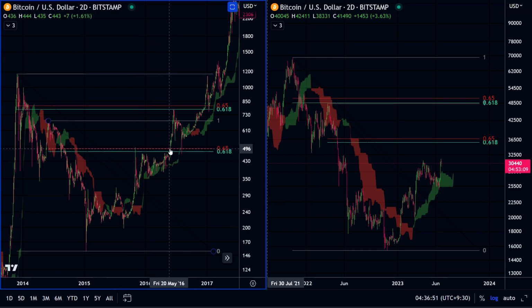Then we can see we broke above it. We came to that next golden pocket, which is the overall retracement. We got resistance from that golden pocket, pulled back to the other golden pocket, and then we bounced. Once we closed above this golden pocket, we had that next move higher. And then the final boss here was the previous all-time high.